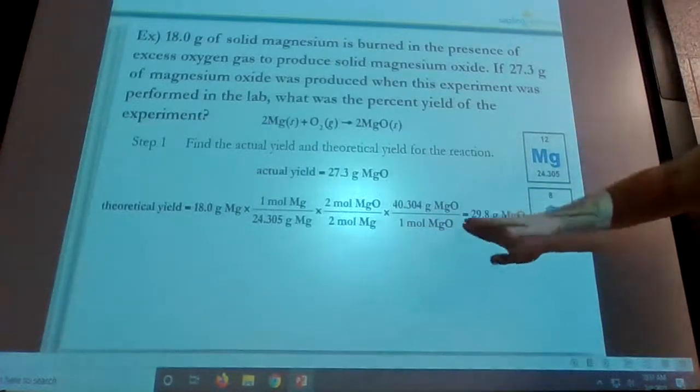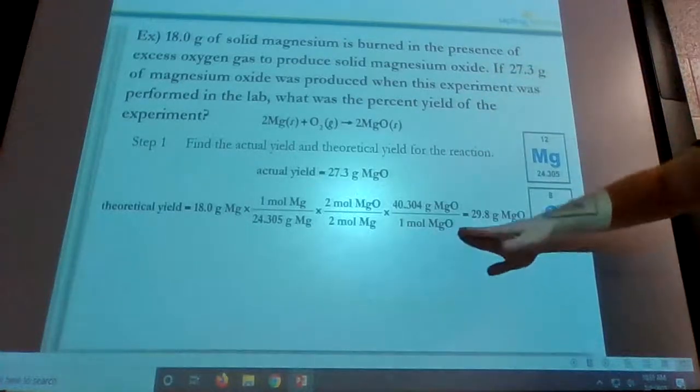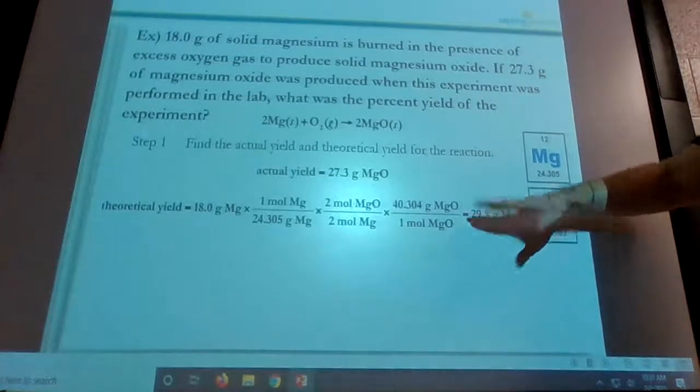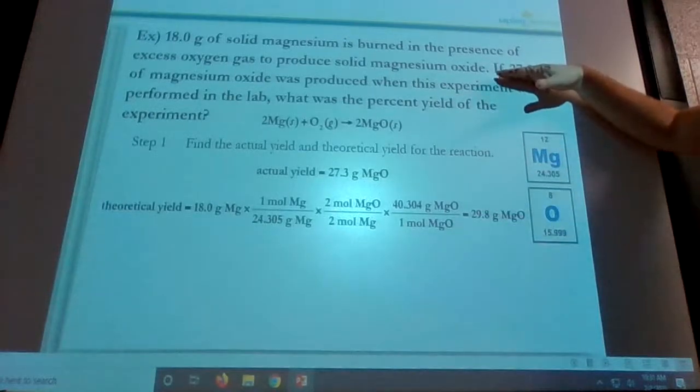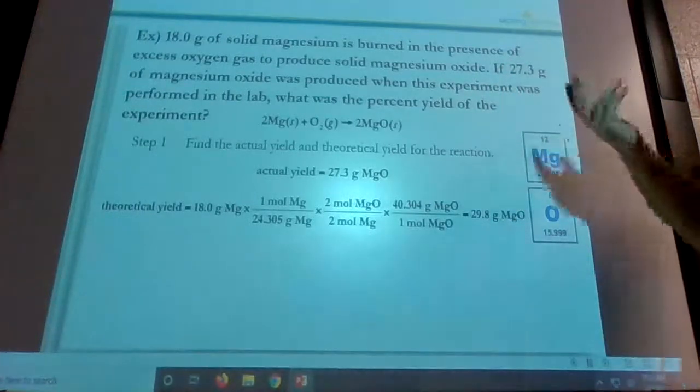Notice the theoretical answer is bigger than my actual yield. So what I could have gotten in a perfect world is 29.8 grams. What I really got in real life is 27.3 grams. Now, how good is that? How bad is that? I just do a little percentage to figure that out.